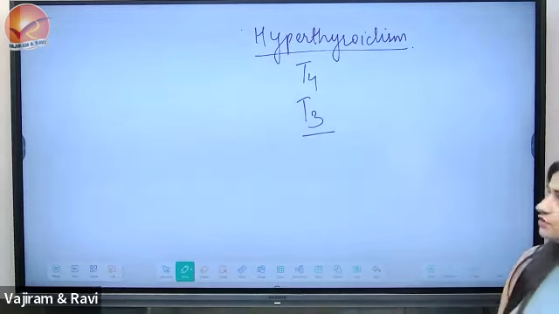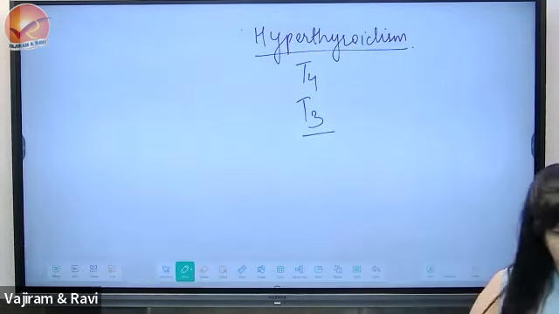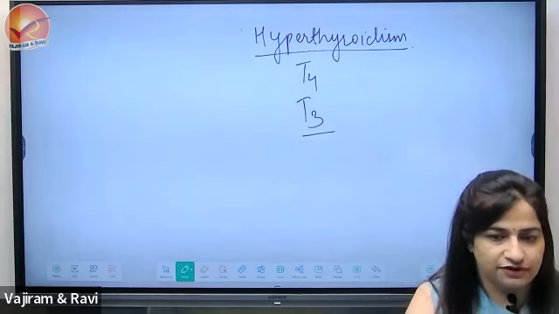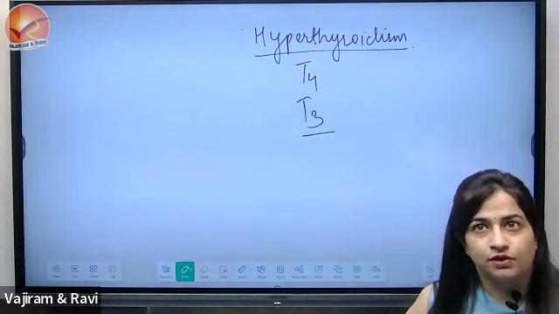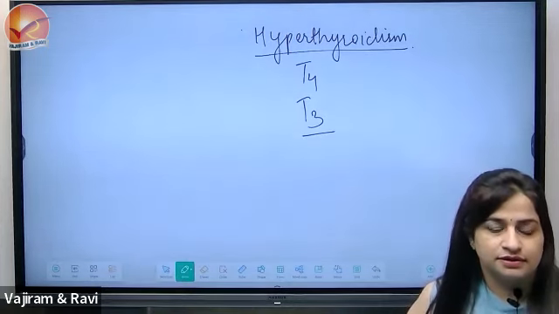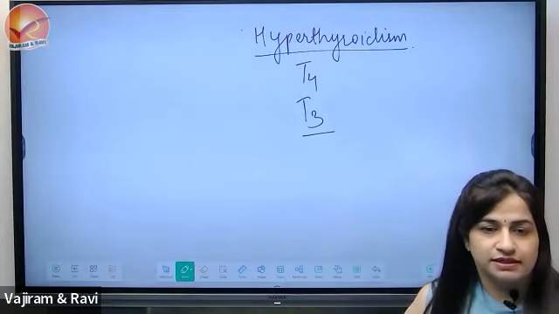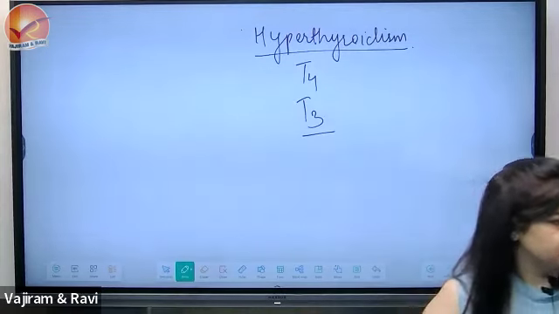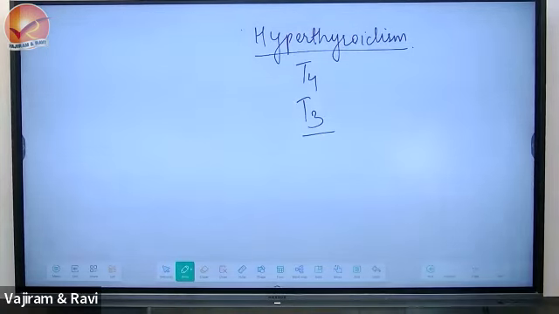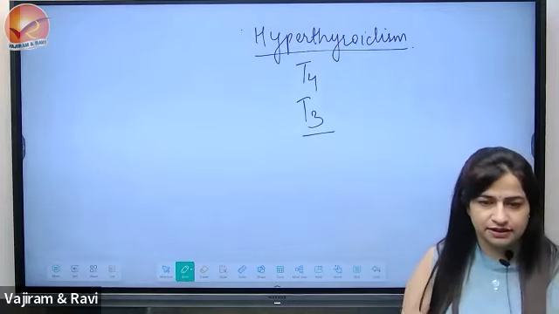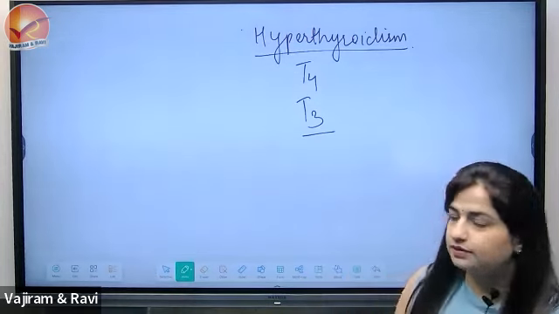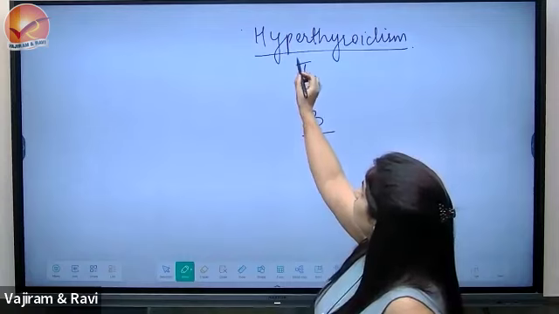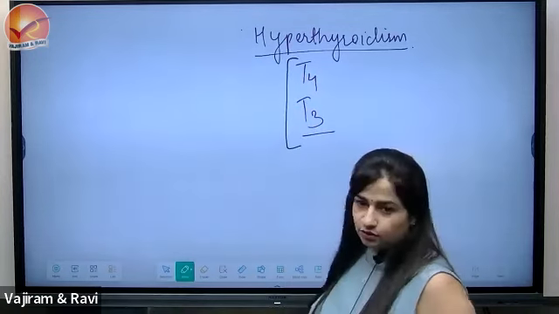Okay. All right. So for hyperthyroidism, you can write down the definition. It is defined as a thyrotoxic state where there is an increase in free T3 and T4 thyroid hormones. Okay, underline the word free over there.